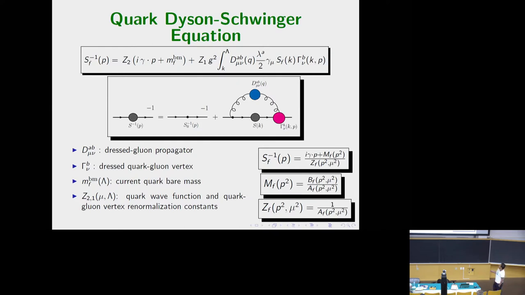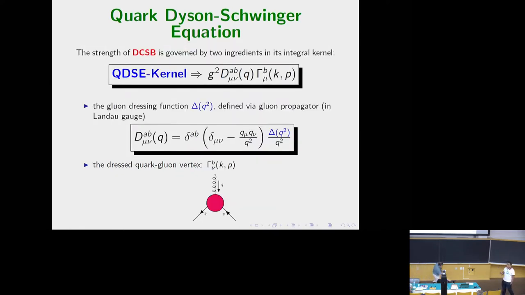Well, as I said before, the strength of dynamical chiral symmetry breaking is governed by two ingredients in the quark Dyson-Schwinger equation, in the integral kernel, which is defined by this contraction here, the contraction between the gluon propagator and the quark-gluon vertex.